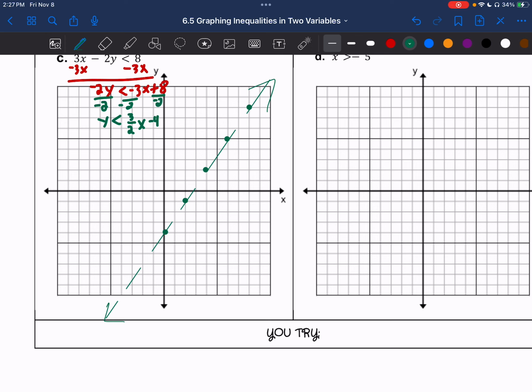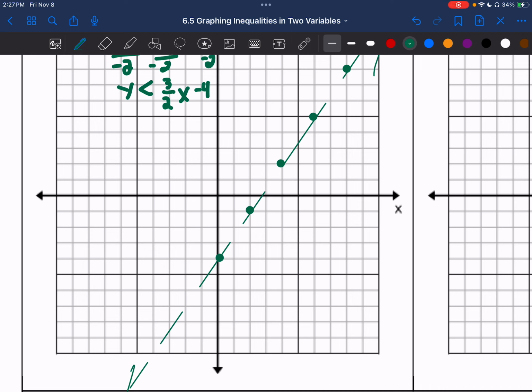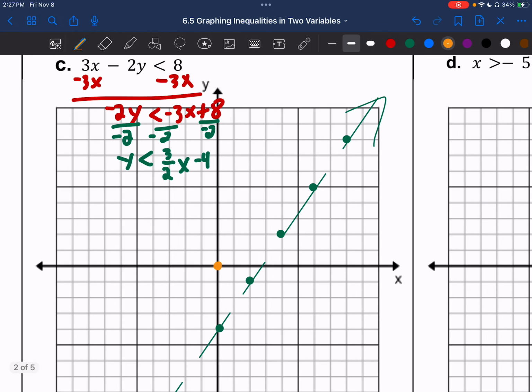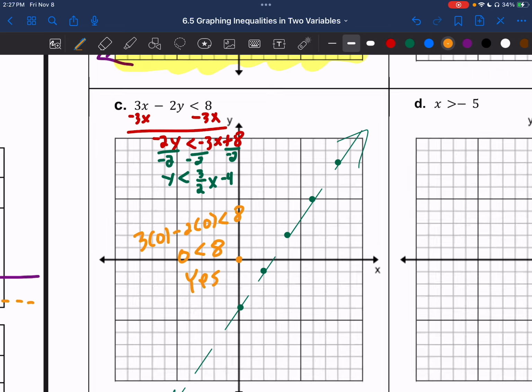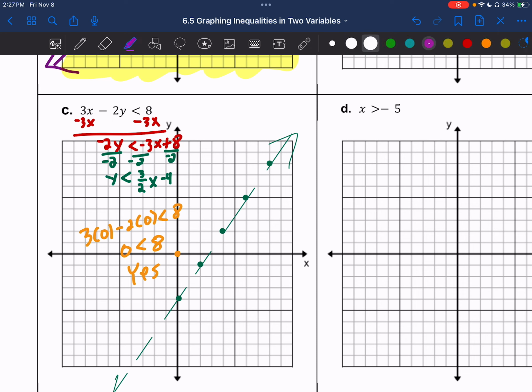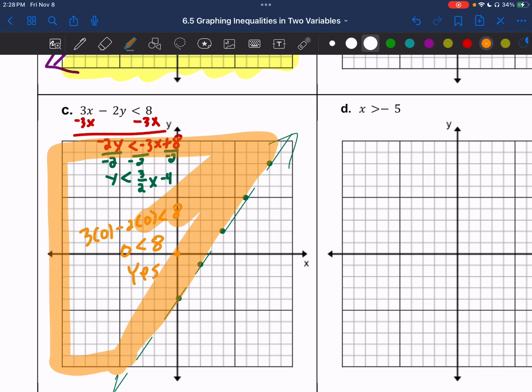And now I need to put in my test point. Whenever you use a test point, always go back to the original equation when you're testing something. That way, if you made a mistake in your arithmetic, you would be able to find it. So we're going to have 3 times 0 minus 2 times 0, and that's going to be less than 8. Well, is 0 less than 8? Yes, it is. So that is the side of the graph that I am going to shade. So, including all of the work, all of this is going to be shaded in.